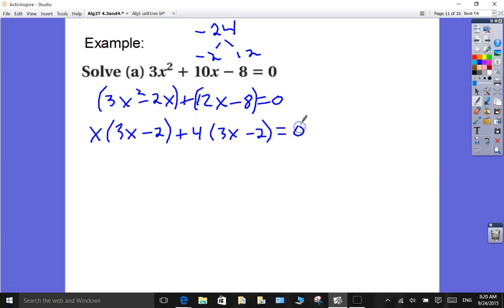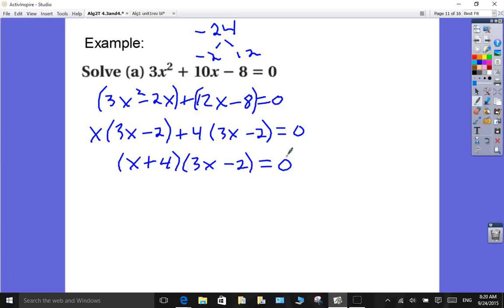And because I did everything right, I got the same thing in parentheses, so I can factor that out, and I'm left with x plus 4 times 3x minus 2 equals 0. Now, we're not done, because we weren't asked to factor, we were asked to solve by factoring. So now we've got to say, what does x equal? And from the x plus 4 by inspection, you're going to get that one right away, right?